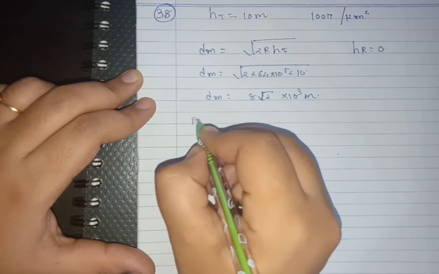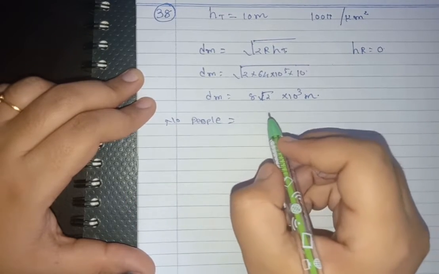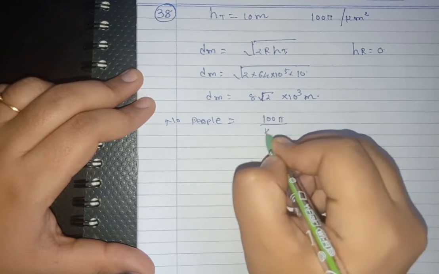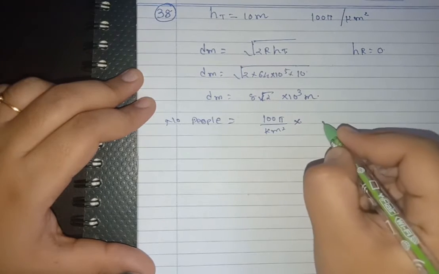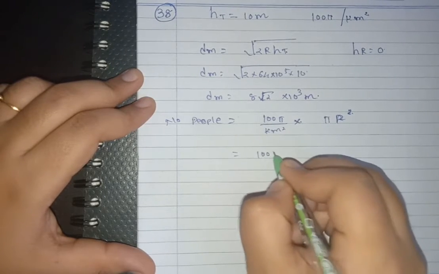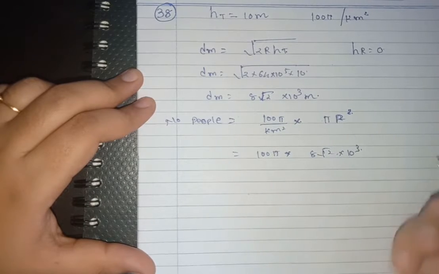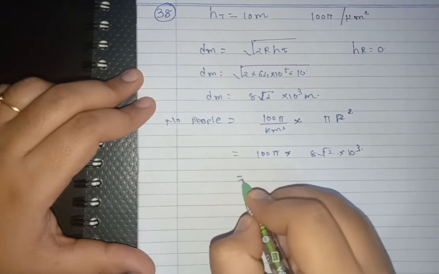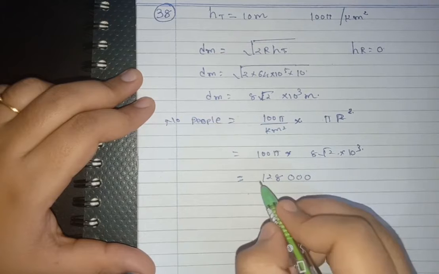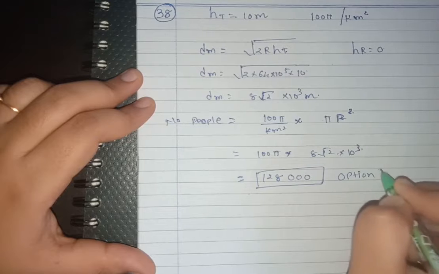So the number of people that can receive the signal is equal to 100 pi per kilometer square into area, that is pi r square. So 100 pi into 8 root 2 into 10 power 3. This will be approximately 128,000. So option 1 is correct option.